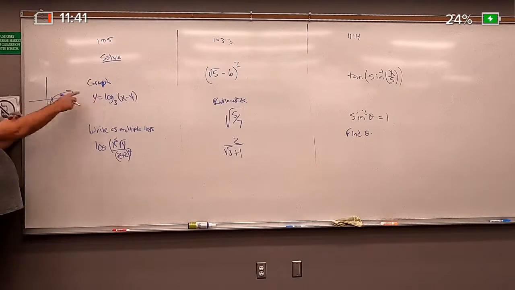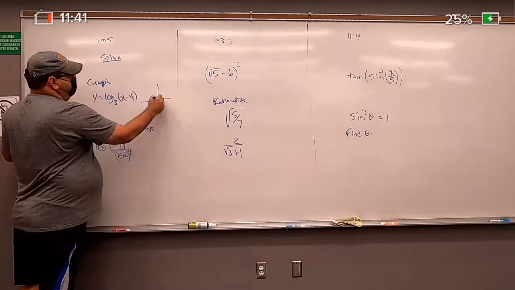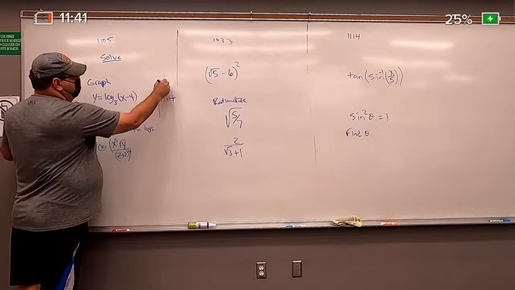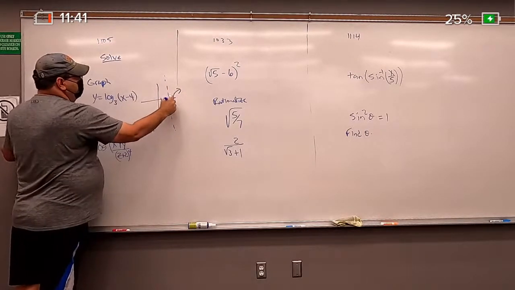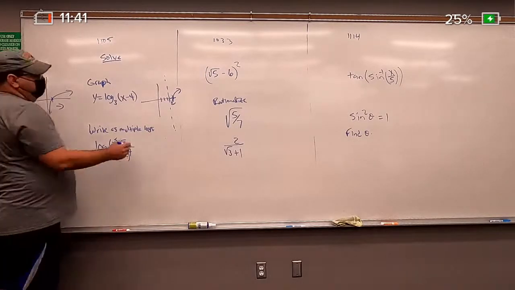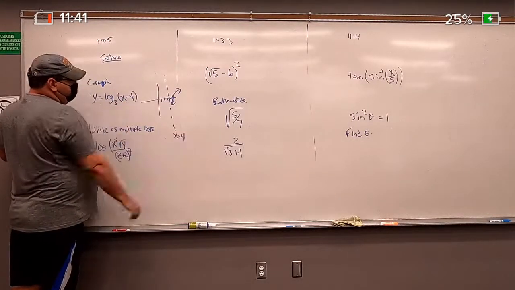Alright, so log starts at 1 and goes this way. This is just going to shift it to the right 4 units. So instead of being at 1, we're going to be at 5. We'll have an asymptote here. Is the asymptote at 4? Okay. The asymptote is whatever makes this equal to 0.